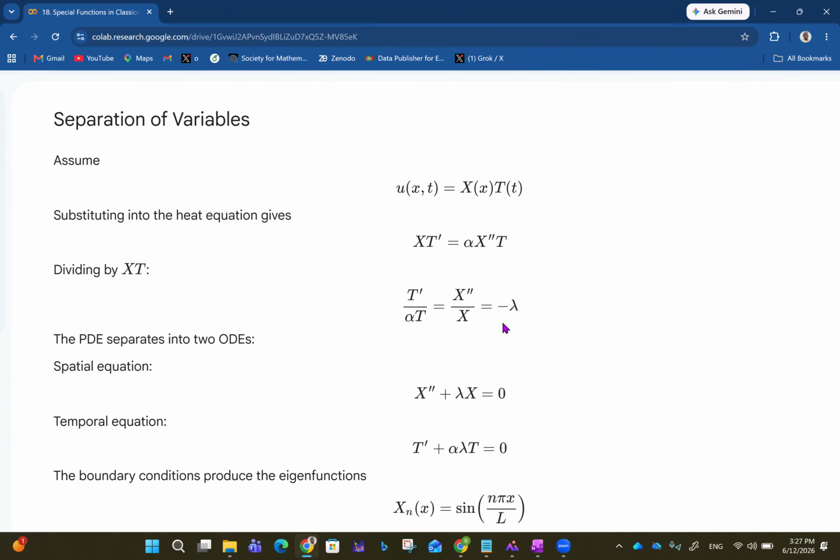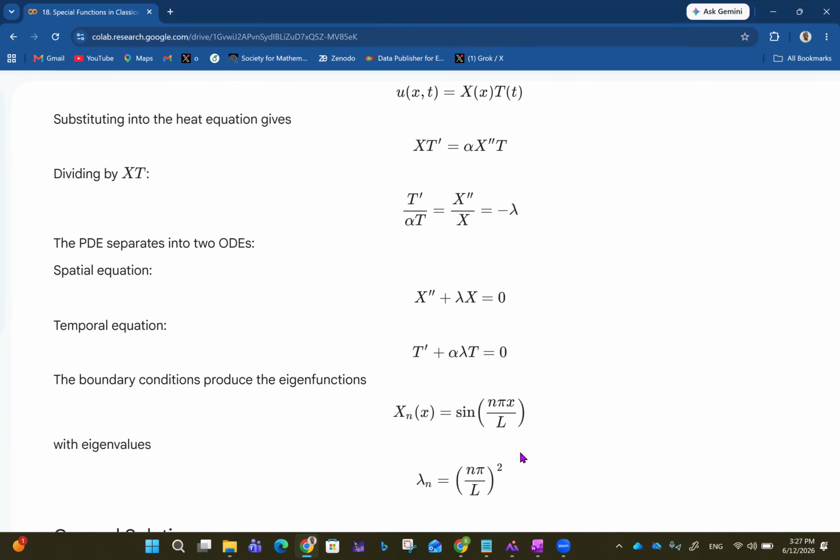For the temporal equation, that's talking about time. So you have t prime equals minus lambda alpha t, so t prime plus alpha lambda t equals 0. The boundary conditions produce the eigenfunction. If you apply the boundary conditions, you have x sub n of x equals sine n pi x over L. I dealt with this a lot under the partial differential equations playlist, talking about heat equation, wave equation, and all of that. And then they have eigenvalues lambda n equals n pi over L all squared.